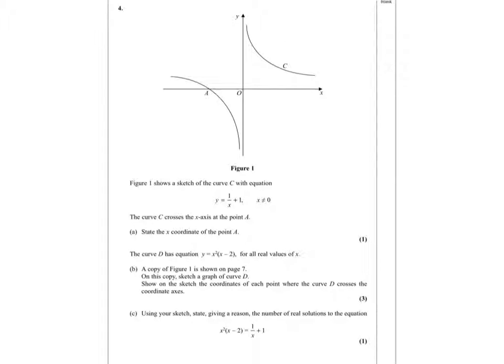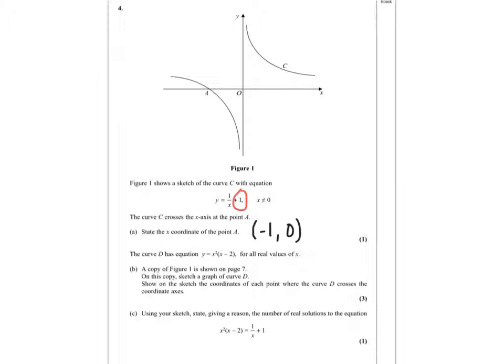Okay, question 4. It says state the coordinate of the point A. Now that's basically what has happened here, is that this plus 1 here has shifted everything up 1. So that means the point A is at minus 1, 0. Right, because it's shifted everything up. You should know that a reciprocal graph tends towards the axes if it doesn't have a constant with it. So there you go.